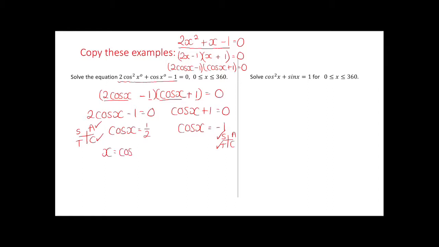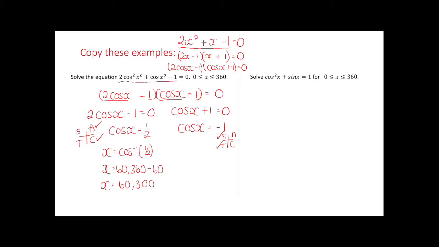So over on the left hand side, x is going to be equal to cos inverse of a half. Cos inverse of a half gives us 60. So that's our calculator answer. That's our A quadrant. This could show up in a non-calculator question as well because that was an exact value. To find our answer in our C quadrant, we're doing 360 minus that 60 degrees. So x is equal to 60 and x is equal to 300.